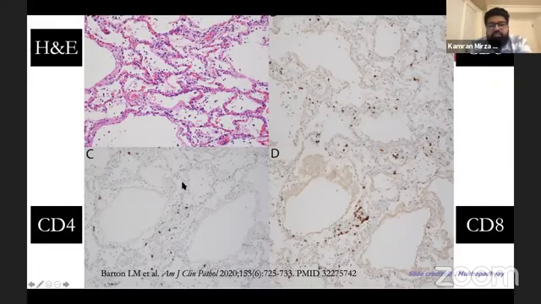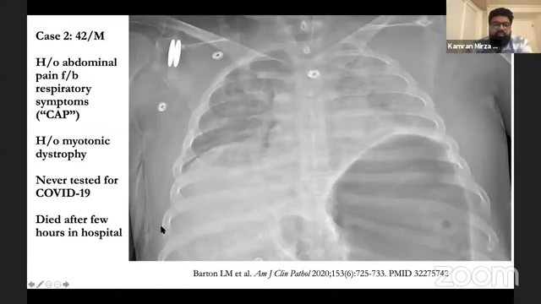Typically, we think of this as a ratio of CD4 to CD8 cells, where CD4 should be more compared to the CD8 cytotoxic cells. Here we can see that of the lymphocytes that are present, in general, there's lymphopenia, but of the lymphocytes that are present, there are more CD8 positive T cells compared to CD4 positive T cells.